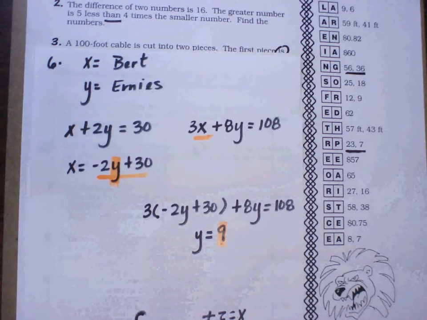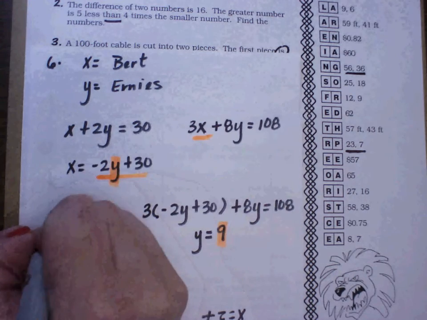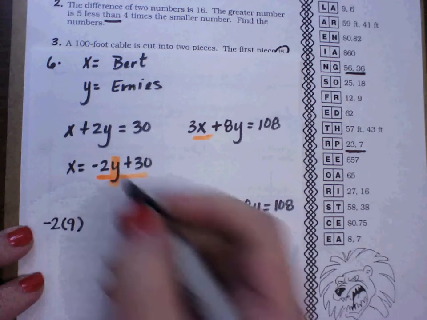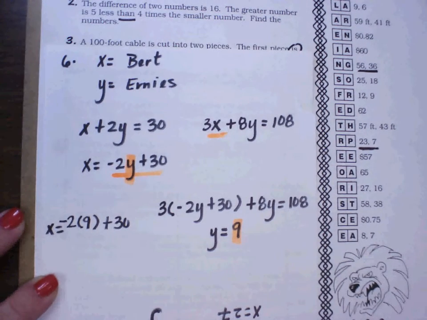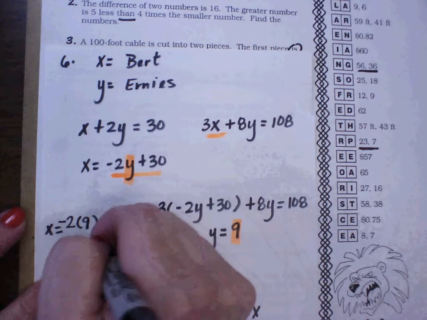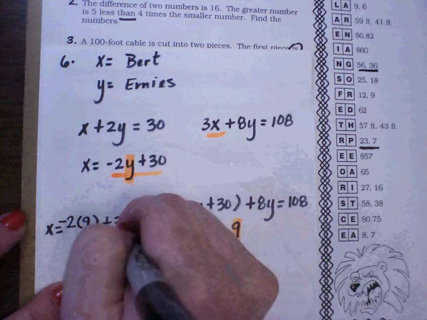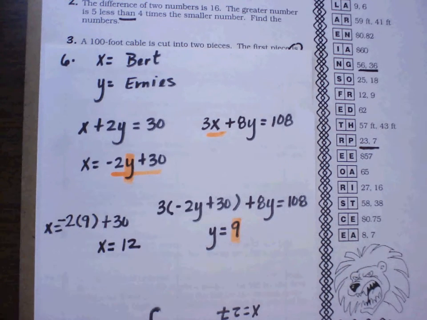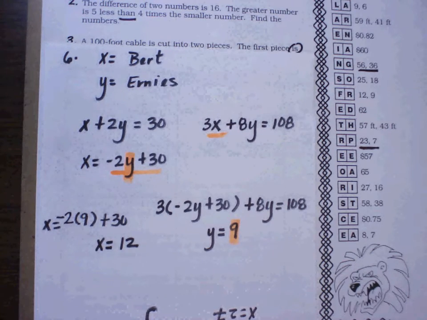And then to get the x, right, I'm going to take that 9 and plug it in over there. So negative 2 times 9 plus 30 for x. 12? Yay? Is it 12? Or no? That'll be negative 18 plus 30. 12? All right, what does that mean? What does it mean? Bert is 12 years old and Ernie is 9.